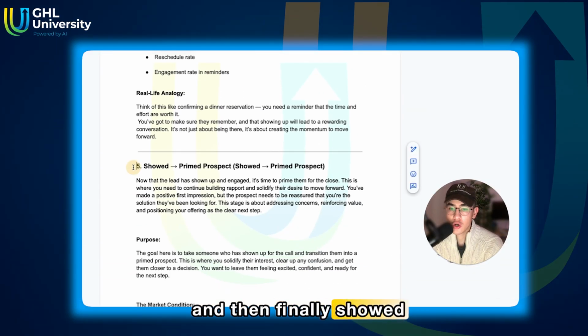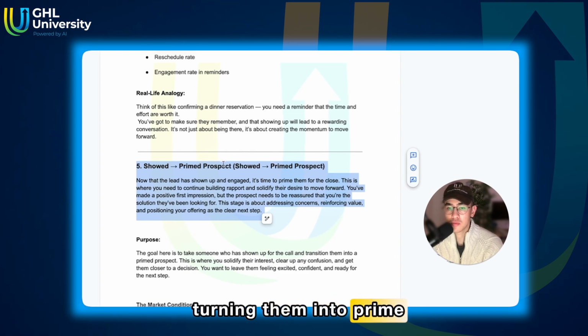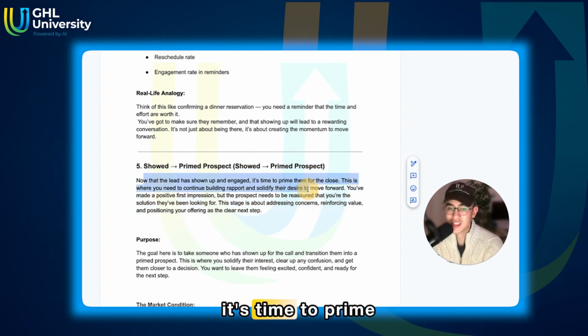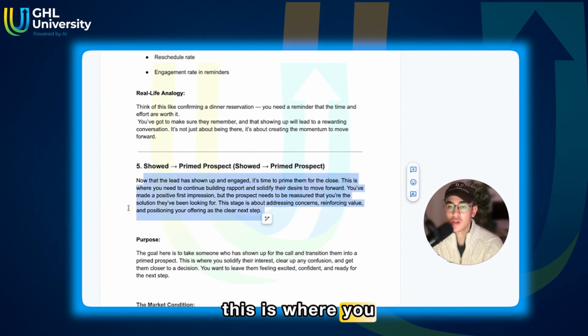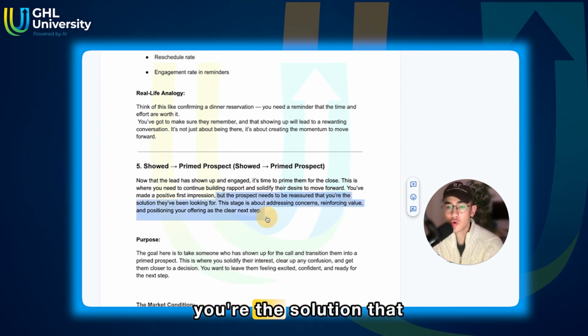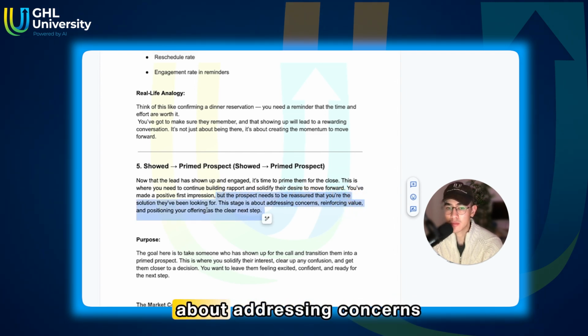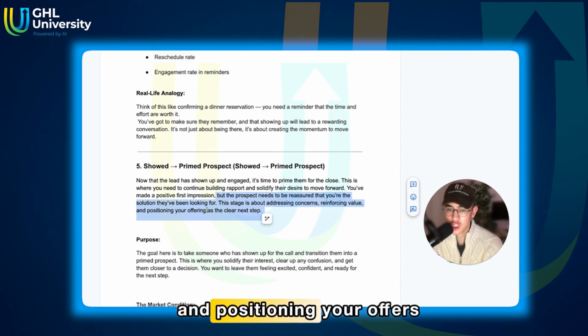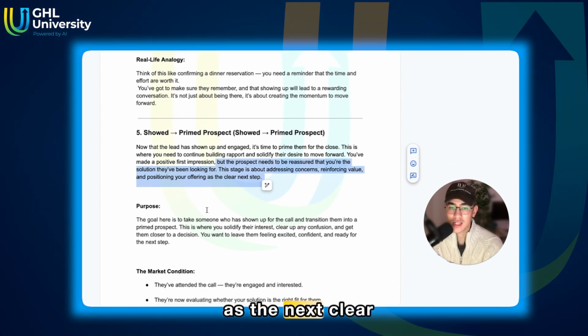And then finally, showed appointments, turning them into prime prospects. Now that they've showed and engaged, it's time to prime them for the close. This is where you need to continue building rapport and solidify their desire to move forward. You've made a first positive impression, but the prospect needs to be reassured that you're the solution they've been looking for, and this stage is about addressing concerns, reinforcing value, and positioning your offers as the next clear step.